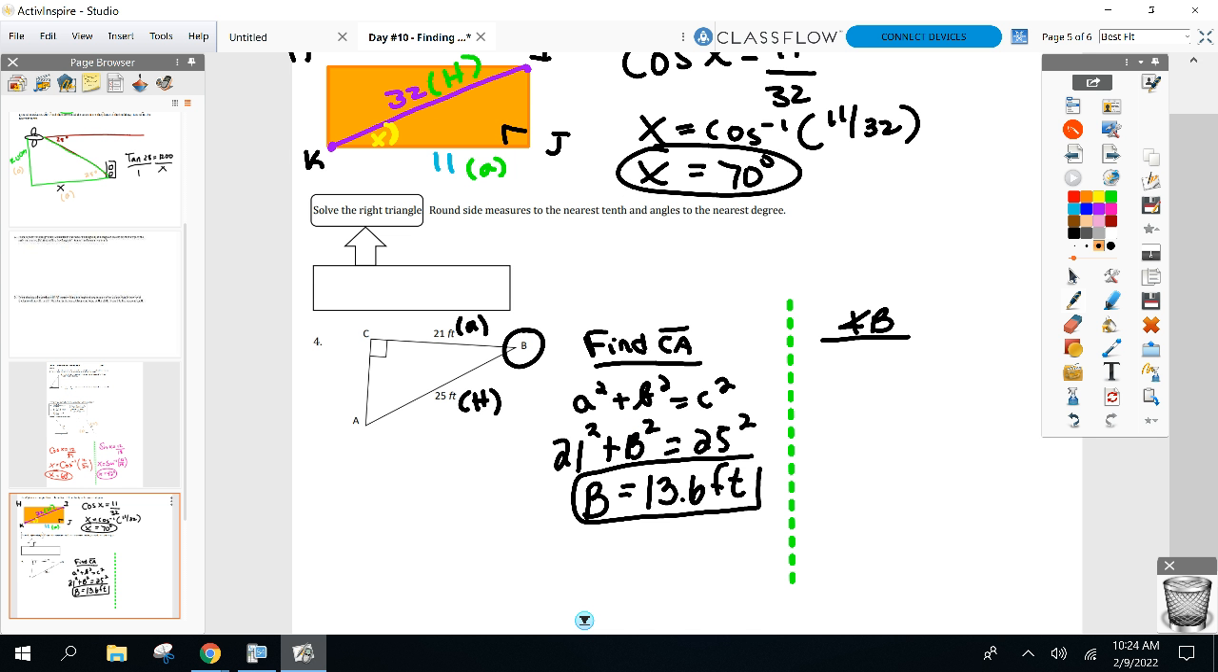So in this case, I can use what ratio out of the 3? Cosine. You can put an X here, you can put a B because we're finding angle B. Adjacent 21 over hypotenuse 25. You guys know the deal, right? Inverse cosine?